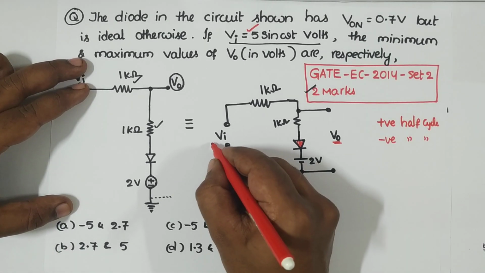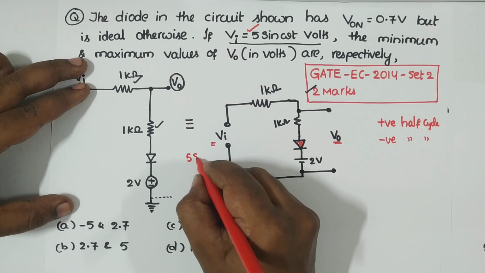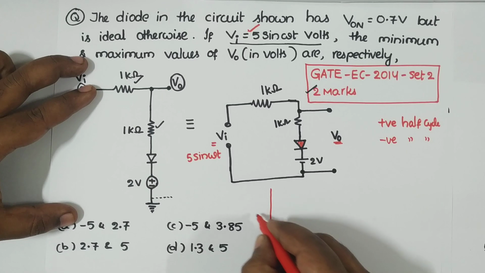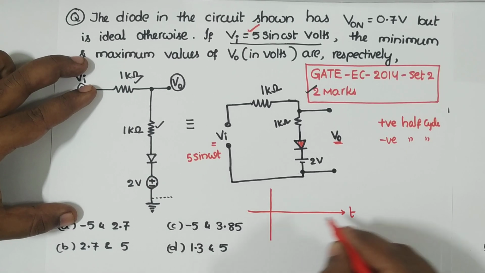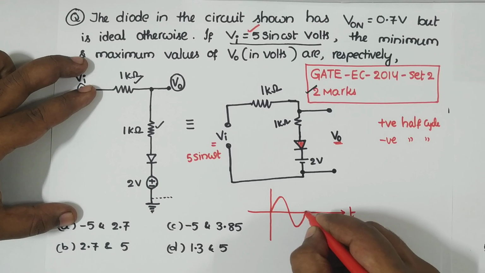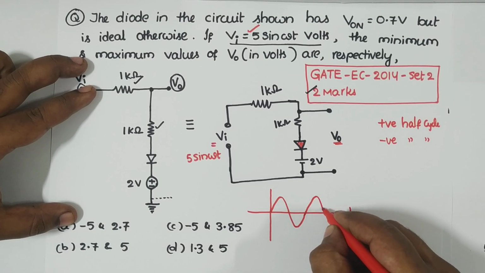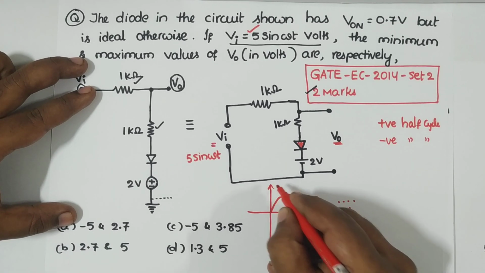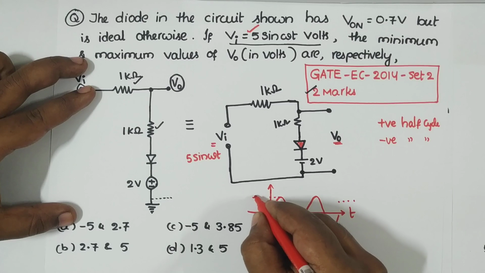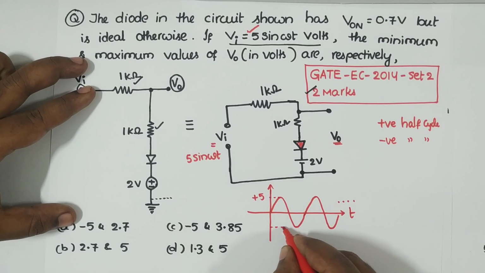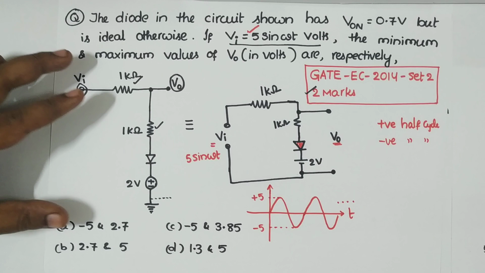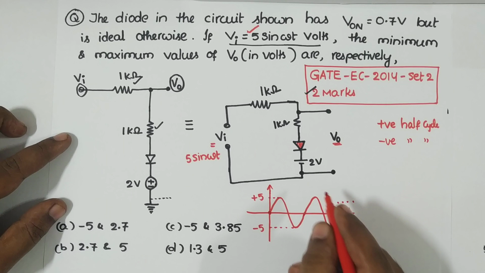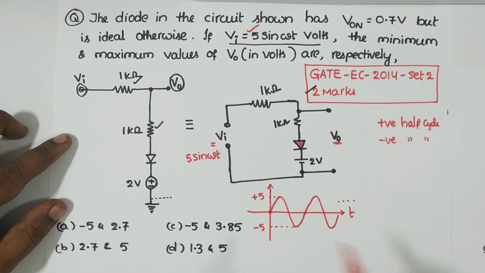Now if I take Vi equal to 5 sine omega t, that means my Vi is a sine function like this. Say this is my 5 sine omega t, this is positive 5 and this is negative 5. So assuming we have a sine like this, from t equal to 0 we have this sine.